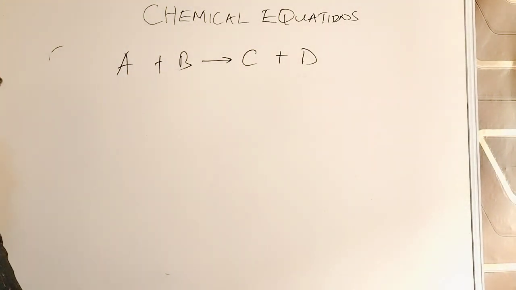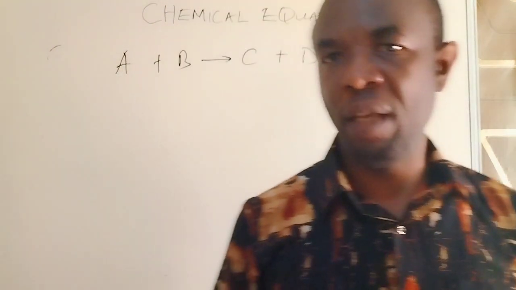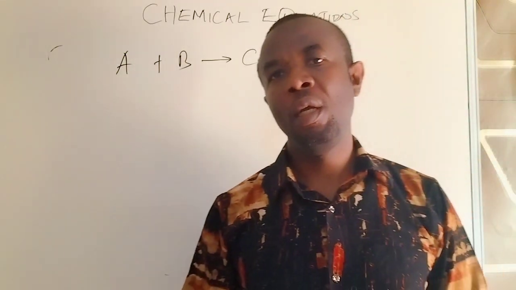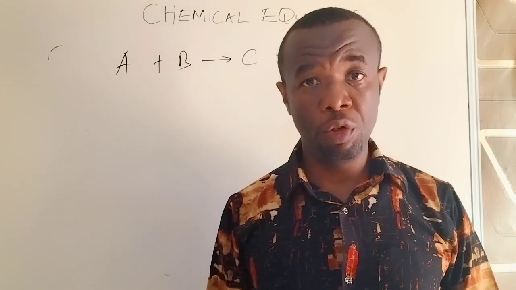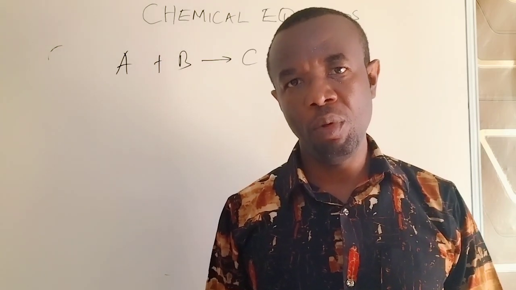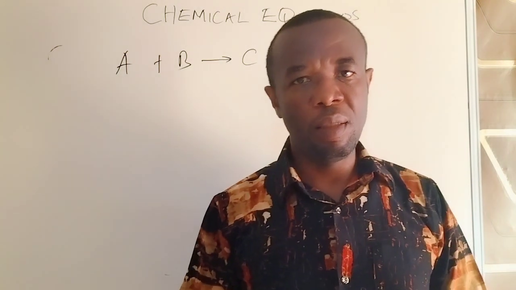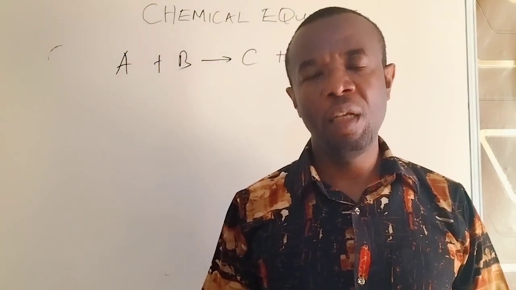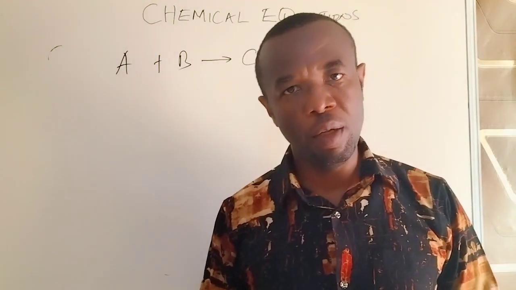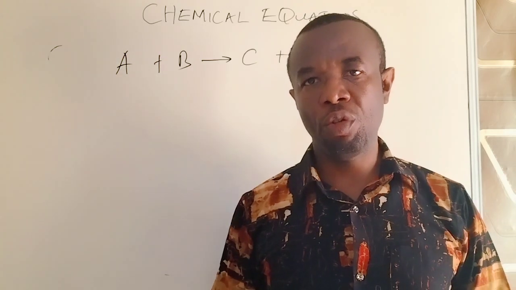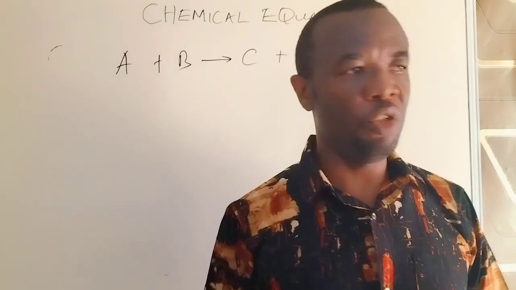So this is the chemical equation. When you represent a reaction using chemical symbols and chemical formulas, what we obtain is called a chemical equation. We use chemical symbols if the substances reacting are elements. We use chemical formulas if the substances reacting or produced are molecules or compounds. So a chemical equation is nothing but a symbolic representation.